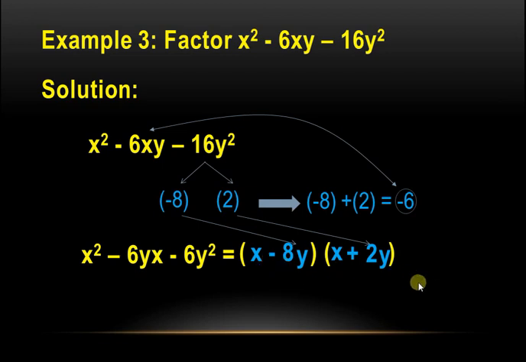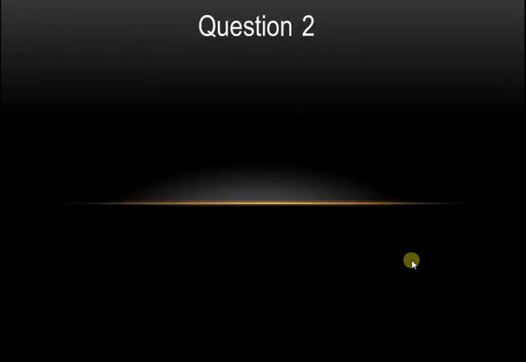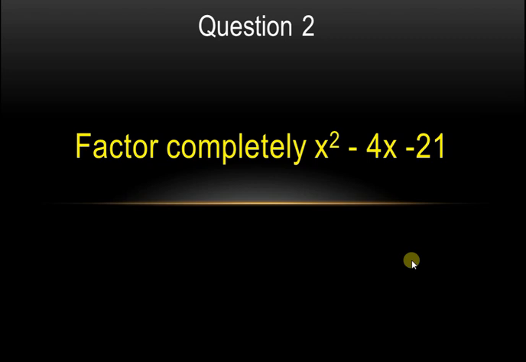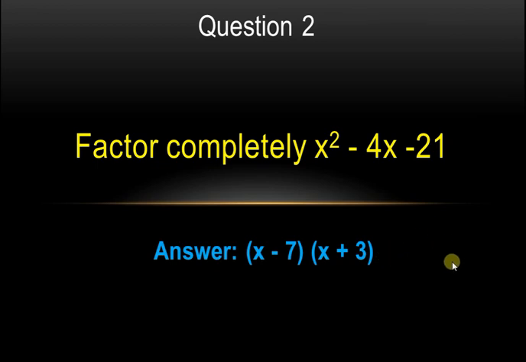Okay? So this time we're going to check if you understood the lesson. Factor completely x squared minus 4x minus 21. Again, you may pause the video. And the answer is the quantity of x minus 7 times the quantity of x plus 3. Are you getting it now? Now let's move on to the next one.